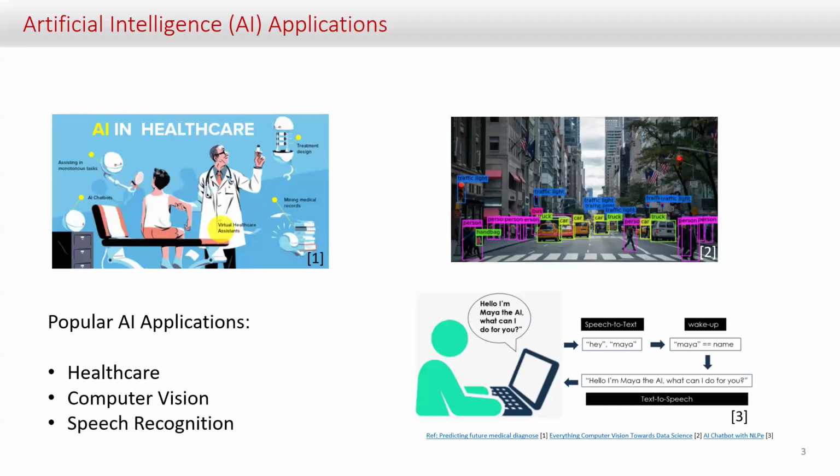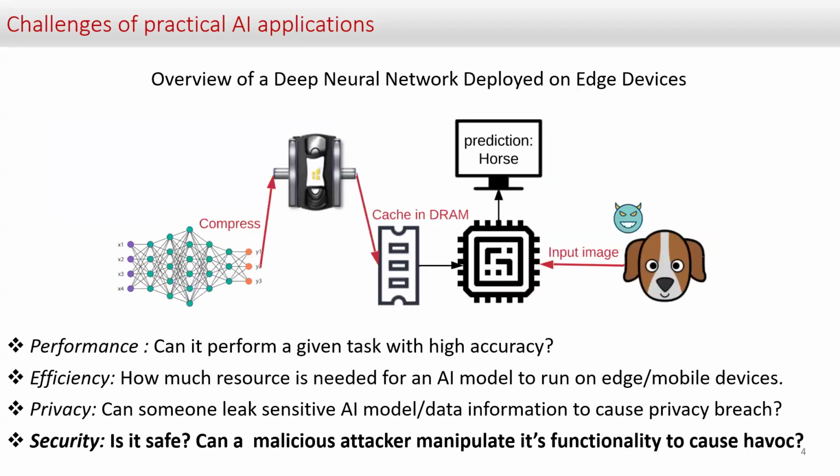So as you know, AI is extremely popular these days in different applications, including healthcare, self-driving cars, and different chatbots. Such popularity of these AI technologies has raised several security concerns, which is basically the focus of today's talk. One of the major challenges we face in the practical deployment of these AI models, particularly deep neural networks, a popular form of AI, is performance, efficiency, privacy, and security issues.